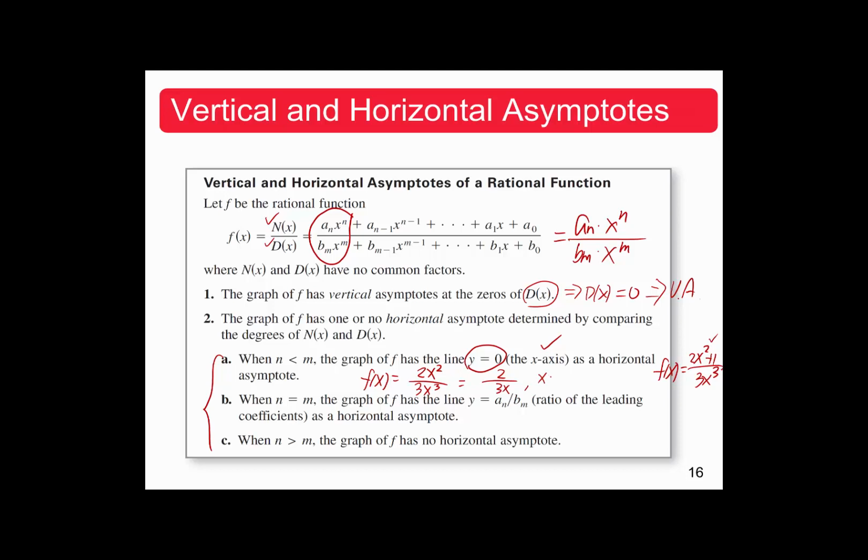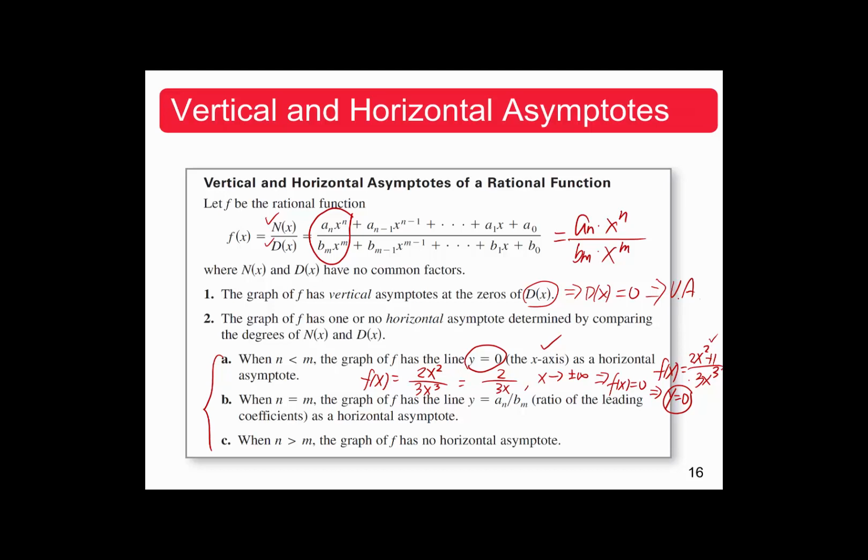And now here, when x approaches plus or minus infinity, you have a number divided by infinity. A constant over infinity becomes 0. And that's why f of x equals 0 becomes the horizontal asymptote. That's the same thing as saying y equals 0 becomes the horizontal asymptote, and y equals 0 is the x-axis. Okay, that's how you analyze it.